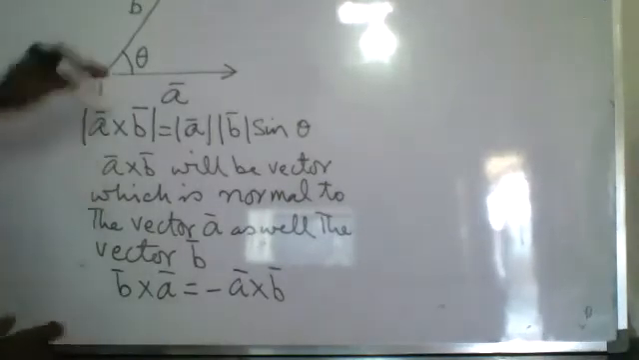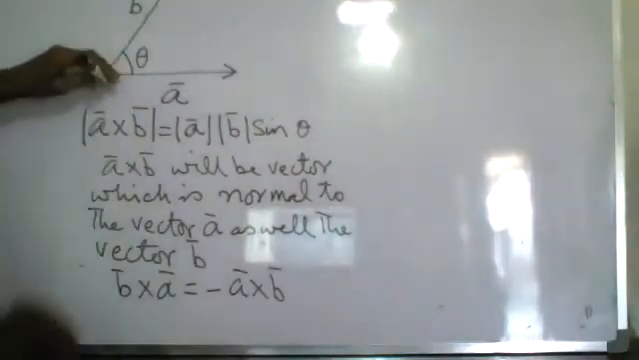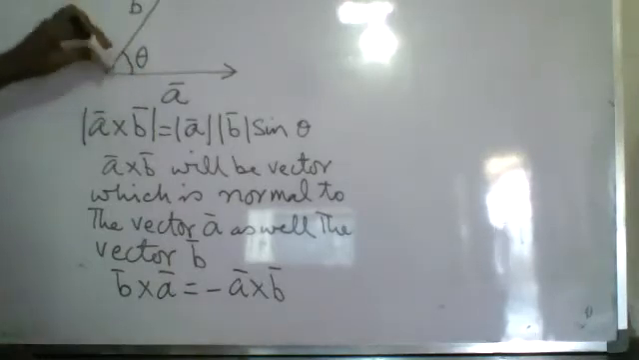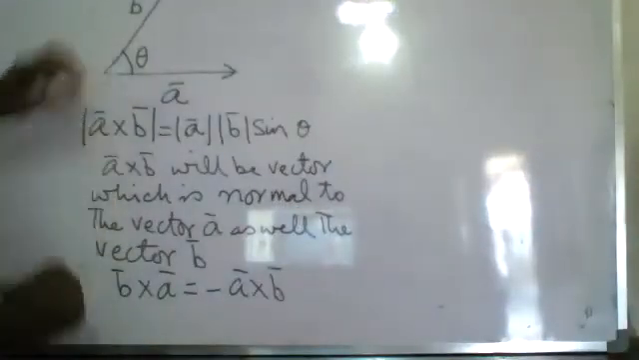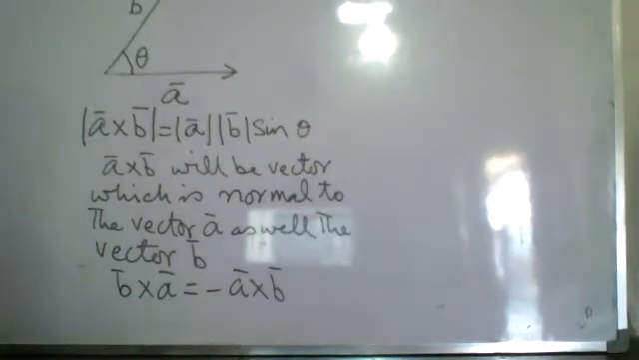It will be 90 degrees to the board, because A and B both lie on the board. Vector A and vector B both lie on the board. Therefore, the product A cross B will be perpendicular to the board, perpendicular to the plane formed by the vectors A and B. So the resultant product vector will be perpendicular to the plane formed by the vector A as well as vector B.